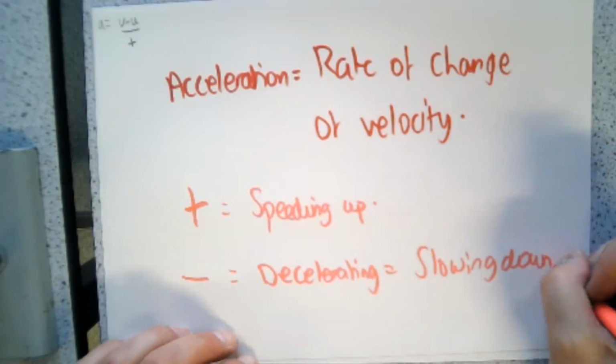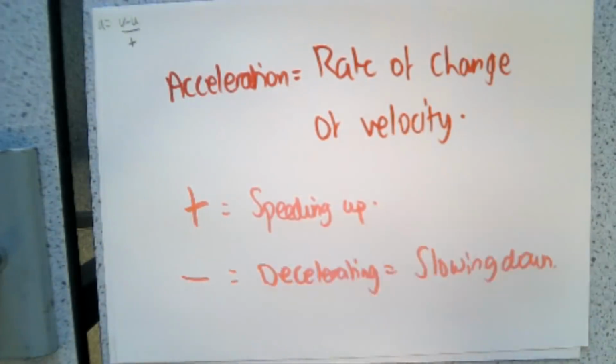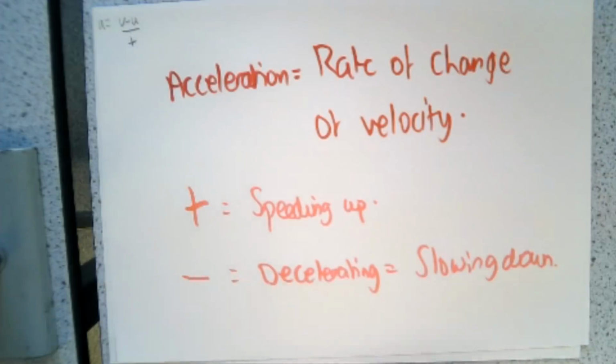So if at any point on an exam question you get a negative acceleration, it isn't wrong. You've not done your question wrong. You're not going to fail. Your life isn't over. You don't need to sit and cry. It just means the object is not speeding up. It's actually slowing down. It's getting slower.